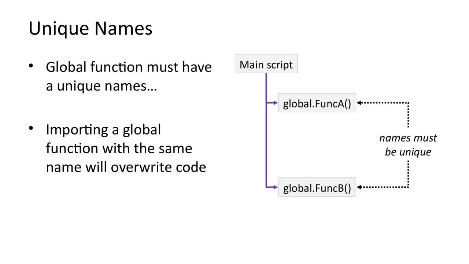A Mobius script can contain many global functions. Each function must have a unique name. For function A and function B, the names are unique, so there is no issue. If a new global function is imported also called function A, then a naming conflict will occur. Mobius will pop up a dialog box asking us if we want to overwrite the existing global function. Clicking yes will result in the code for the global function being replaced by the new imported code.